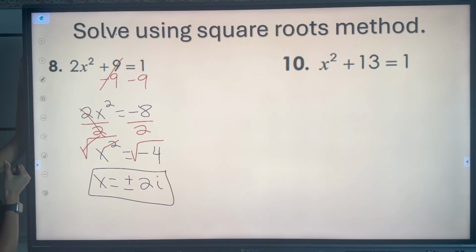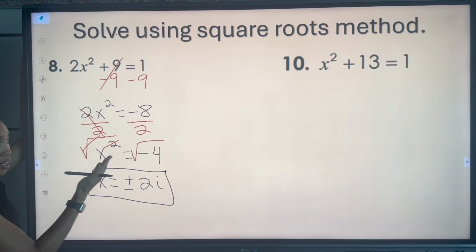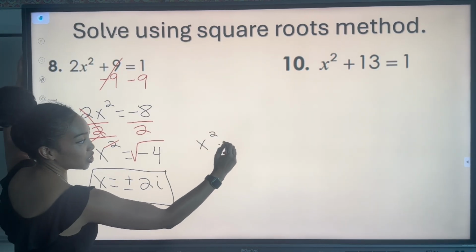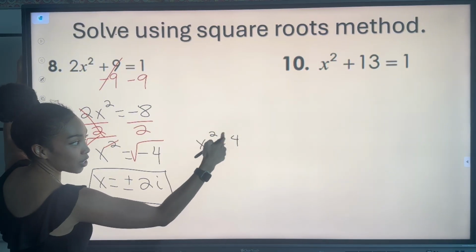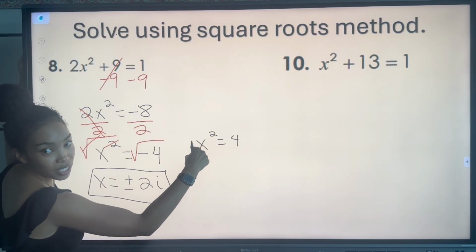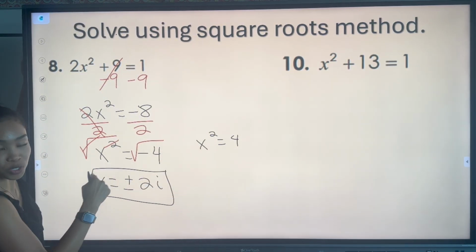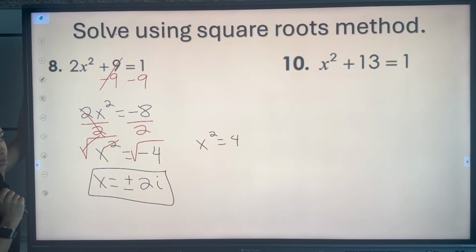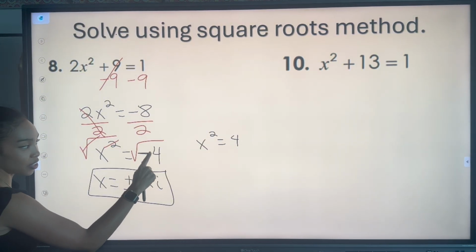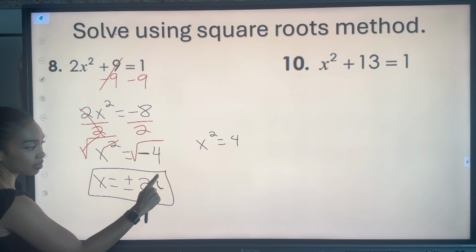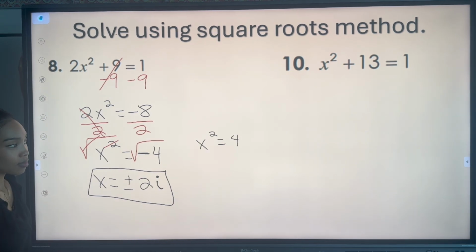Wait, do you have to do the plus or minus? Yes. Think of it as if it was just x squared equals 4: 2 squared is 4, and negative 2 times negative 2 is 4. There's always two answers when you do a square root. Okay? Is it always going to have the plus or minus when you do it like that? Yes, and we did the i because it's a negative 4. Exactly. Whenever there's a negative in here, you have to have i. It's starting to make sense.